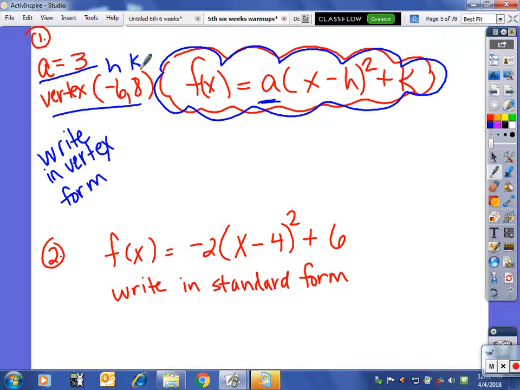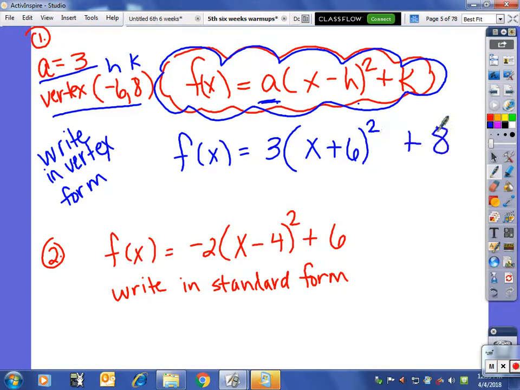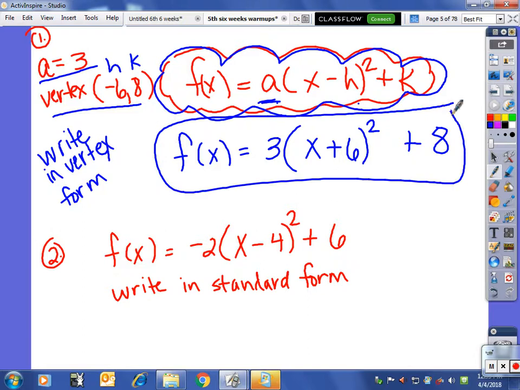Okay, so number one, all you had to do was plug in the A, the H, and the K and you would be done. So f of x equals 3 parentheses x minus negative 6, which is going to turn into what? X plus 6 squared plus 8. That's a very valid way to write the equation of a parabola, of a quadratic function. You can leave it just like this.